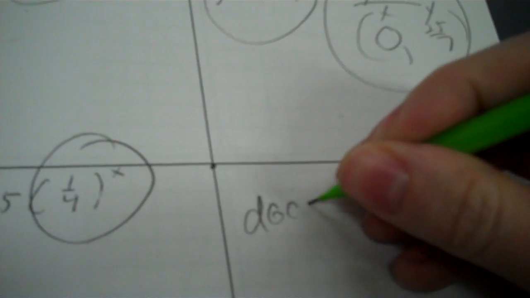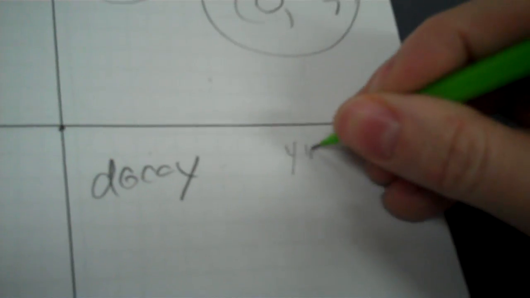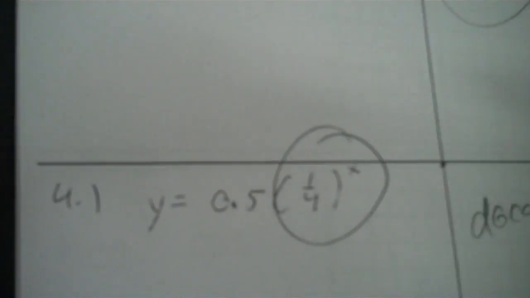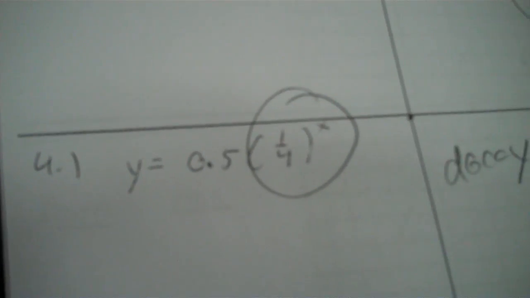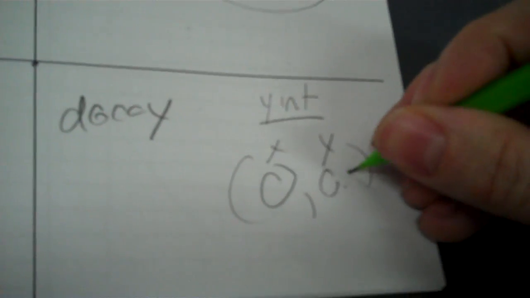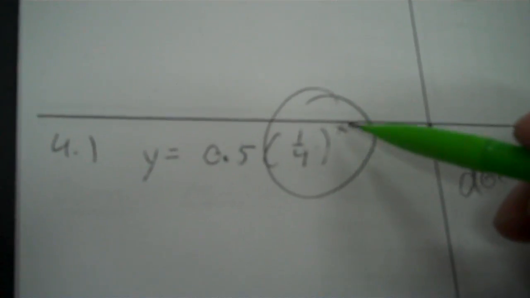1/4. Well, I don't believe 1 divided by 4. Nope, that's decay. Okay, so the y-intercept is 0.5. It's got to be, because anything to the 0 is 1, times 0.5 is 0.5. Okay. All right, now the graph.